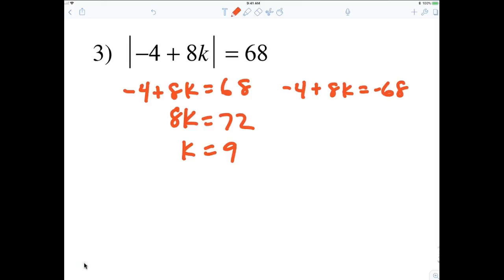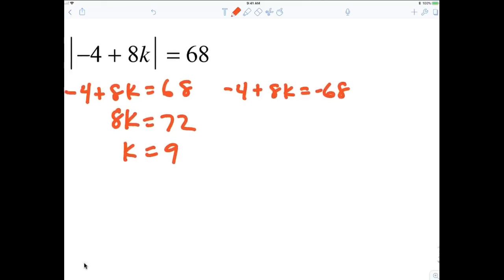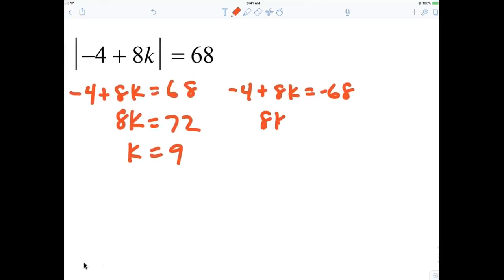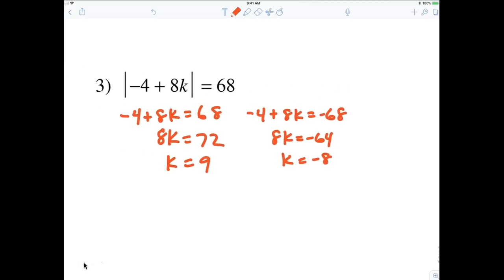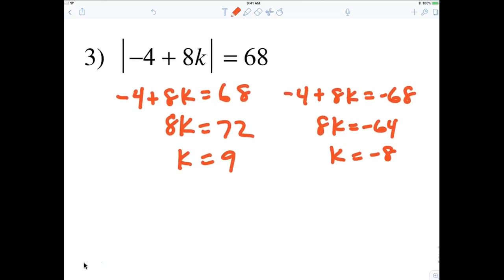No. And finally, 8k equals negative 64, so k equals negative 8. Not the first one, because you're adding when you subtract it. What would you do on number 3? I added 4 to both sides, Jack. Shh. You see that, Jack? Yeah. What, Connor?